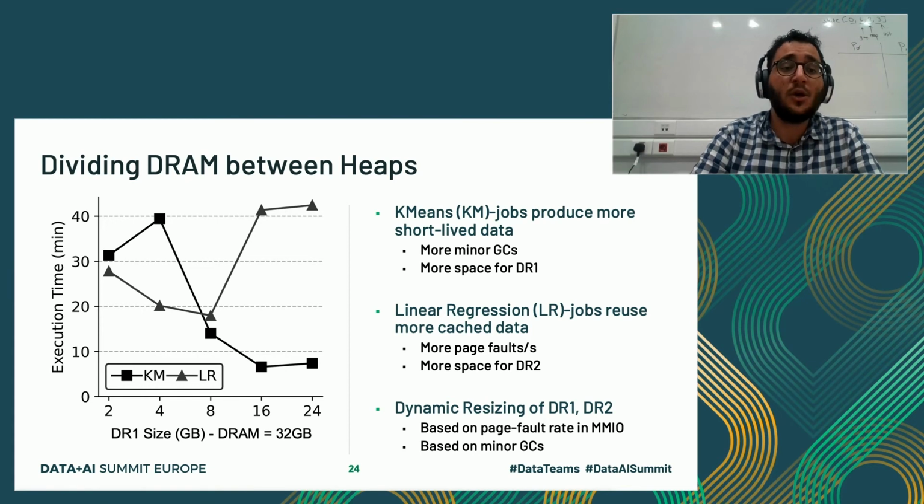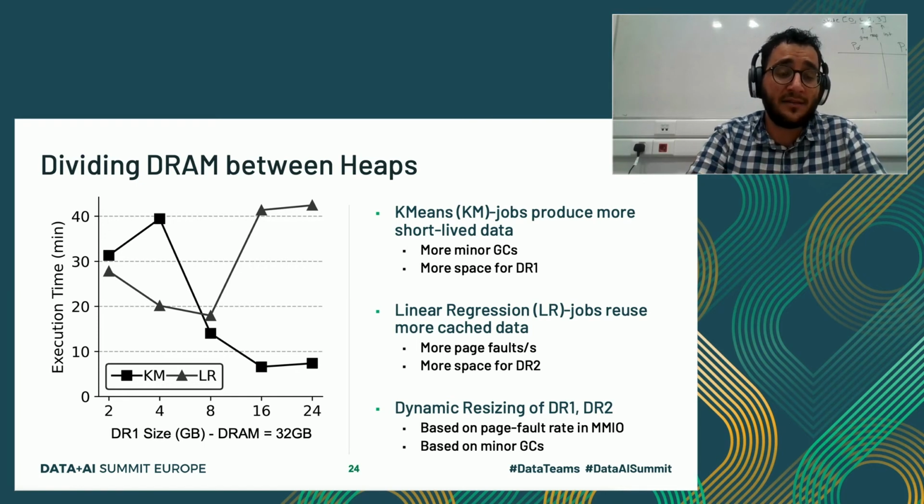The x-axis in this plot shows the DR1 size over a total DRAM of 32 gigabytes. And when we increase the DR1 size, the DR2 size decreases. In the y-axis, we show the execution time in minutes. In this experiment, we use the k-means and linear regression workloads.